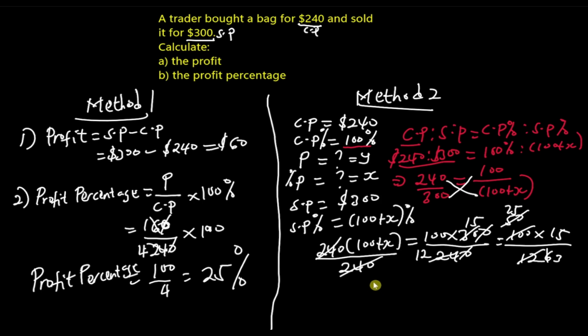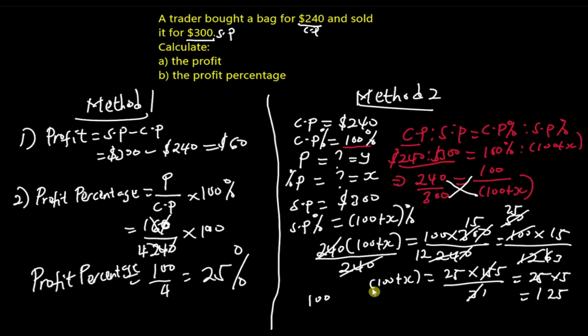2 again can go into 6 3 times and go into 50 25. So we have 100 plus x equal to 25 times 15 all over 3. Now 3 goes here 1 and goes into 15 5 times. So finally we have 25 times 5, and 25 times 5 is 125. Over here we can ignore the parentheses. 100 plus x equal to 125. So we have x equal to 125 minus 100. Now 125 minus 100 is 25.